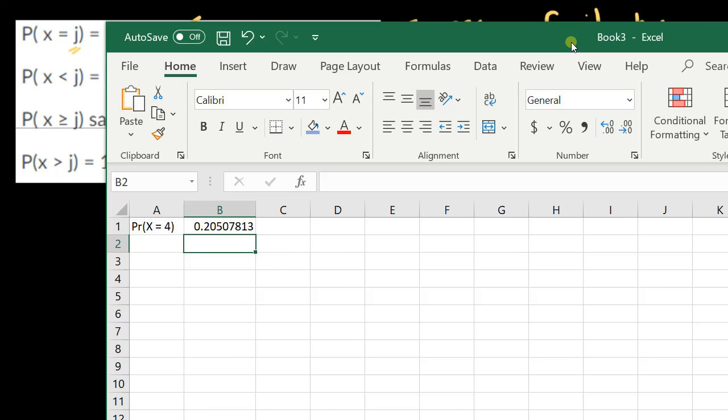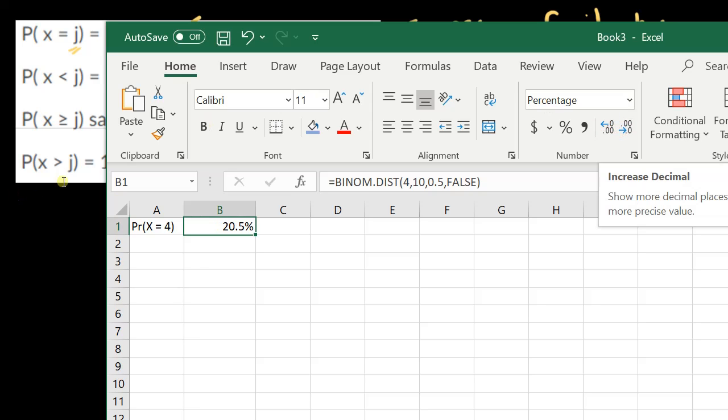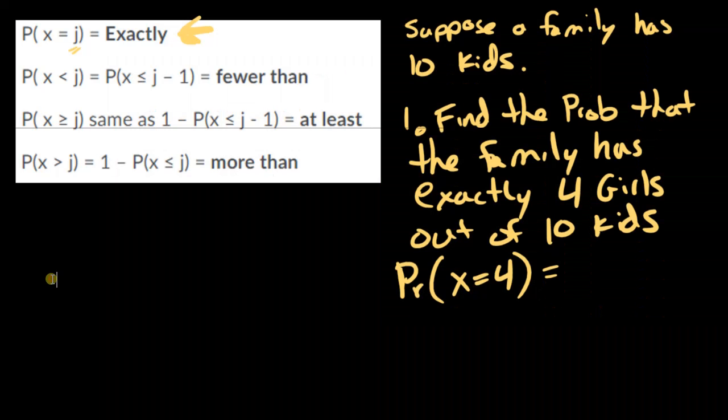Looks like it's 0.21 if I round that. A lot of times we write that as a percentage, and I can have more decimals if I want by pressing these buttons over here. So I'll write 20.5%. Or you could have left it as a decimal. Either way, it doesn't matter. All right, so that's an exact type probability.